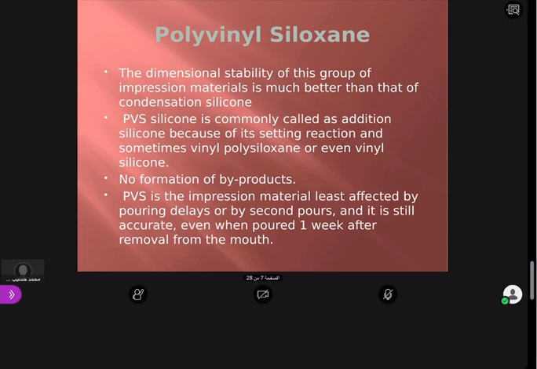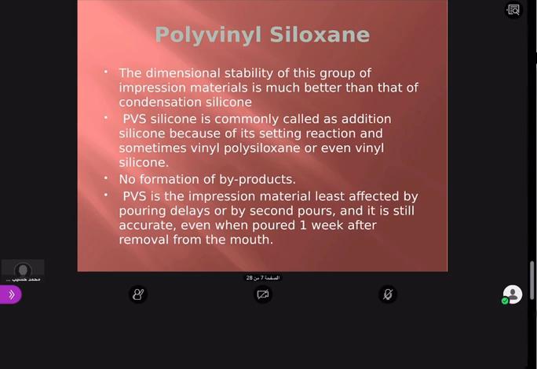As we discussed, the first material of this group, the rubber based silicone impression material polysulfide, the byproduct is water. So due to evaporation of the water, the impression shrinks. Okay, so it's not dimensionally stable. The second material which we had discussed, condensation silicone, the byproduct is ethyl alcohol or methyl alcohol. After evaporation of ethyl or methyl alcohol, the impression shrinks. So the impression again is not dimensionally stable.